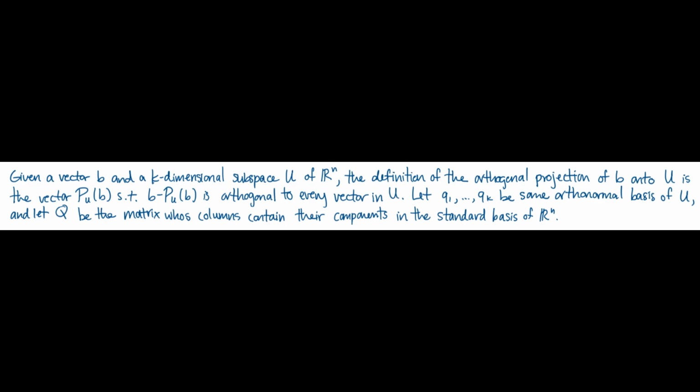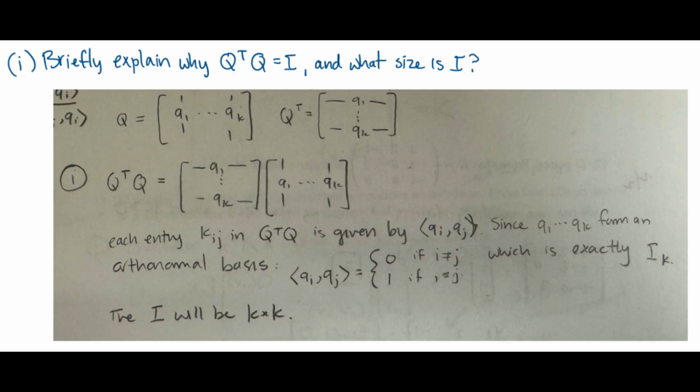This question explores the orthogonal projection of B onto a k-dimensional subspace U of Rn, defined as the vector Pu of B, where B minus Pu of B is orthogonal to every vector in U. We are given an orthonormal basis of U, Q1 through Qk, and the matrix Q, which has columns that are exactly this basis. Part 1 asks us to explain why Q transpose Q is the identity.